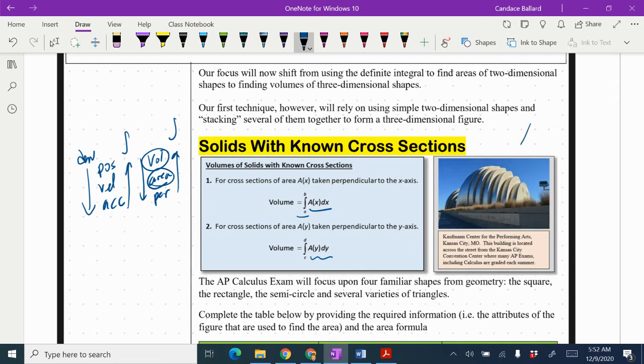So if you want to see an example of what this looks like, this building is in Kansas City. And fittingly enough, this is the building where they grade the AP Calculus exams when they're grading in person. It's a kind of cool looking building. You'll see that it looks like some cross sections of maybe a quarter circle. But you're adding up the areas of each one of these little shapes, and then that becomes the volume of the whole thing.